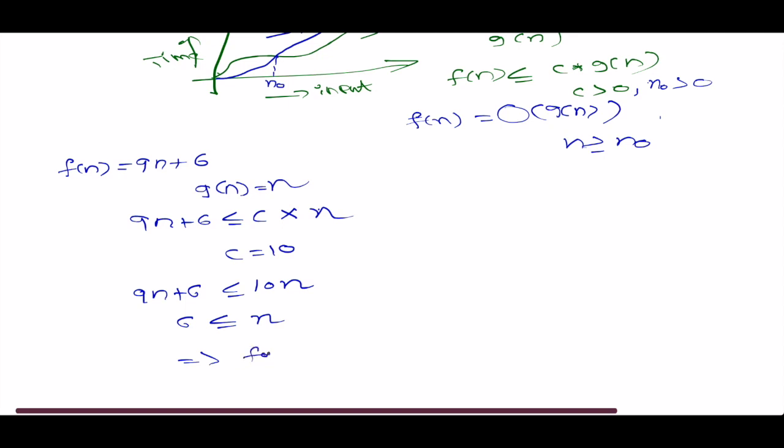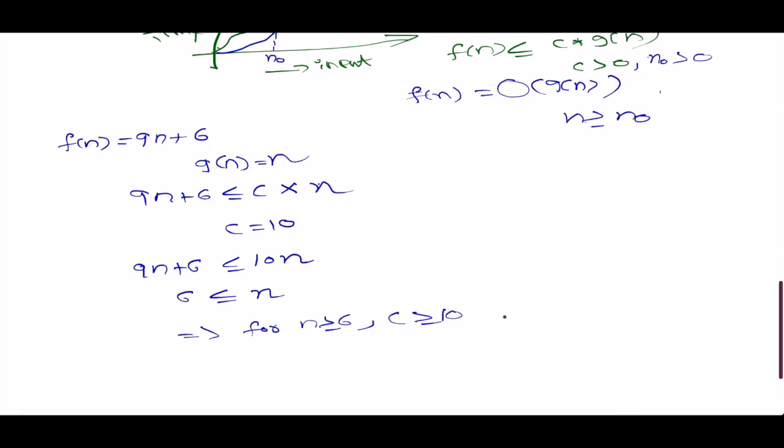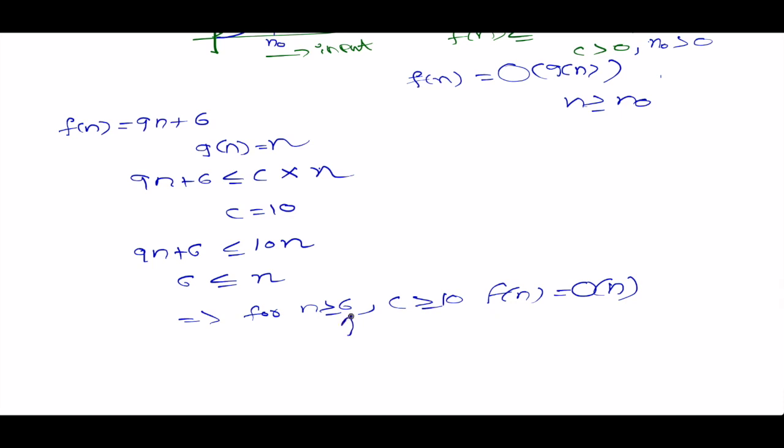That means for n greater than or equal to 6, c greater than or equal to 10, so our condition is actually satisfied, which means that our f of n equals big O of n. And also, if you see this 6, which is our n naught, so here we see n greater than or equal to n naught, and that n naught is 6. That means after the point 6, the g of n is asymptotically increasing by f of n.